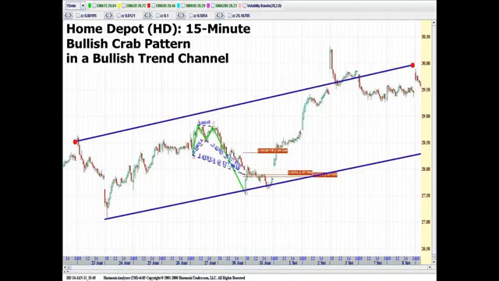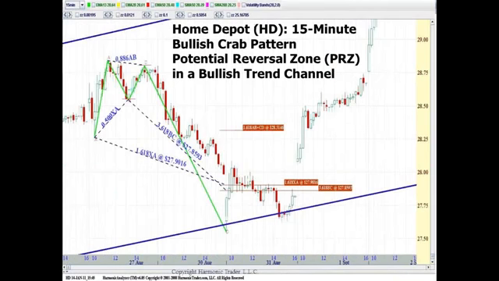Looking at this chart on the 15-minute of Home Depot, we see a bullish crab inside of an established bullish trend channel. Again, the crab on the intraday chart tested all of the numbers in the potential reversal zone while testing the lower trend channel constraint.